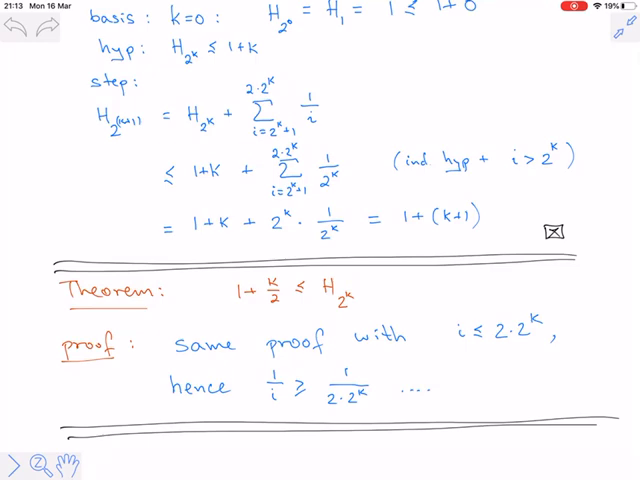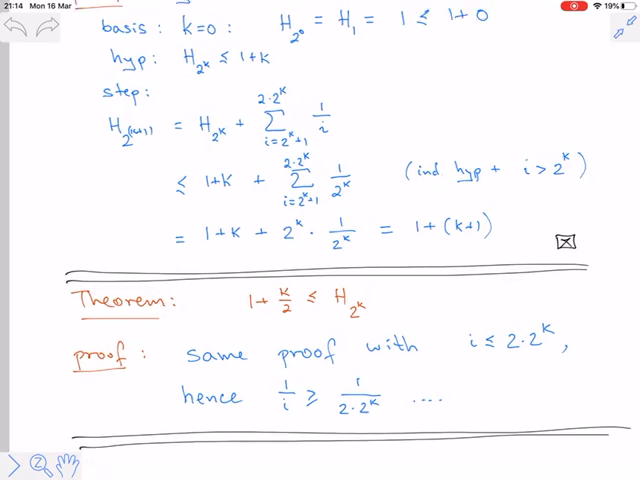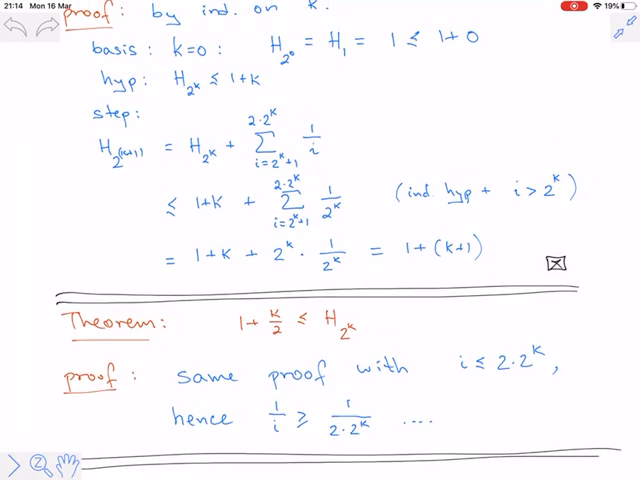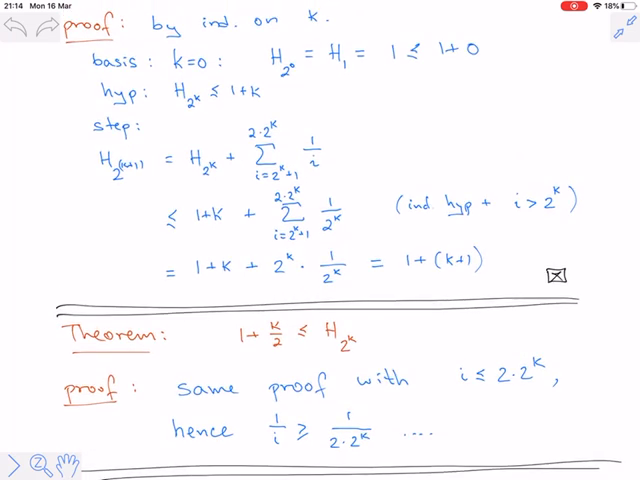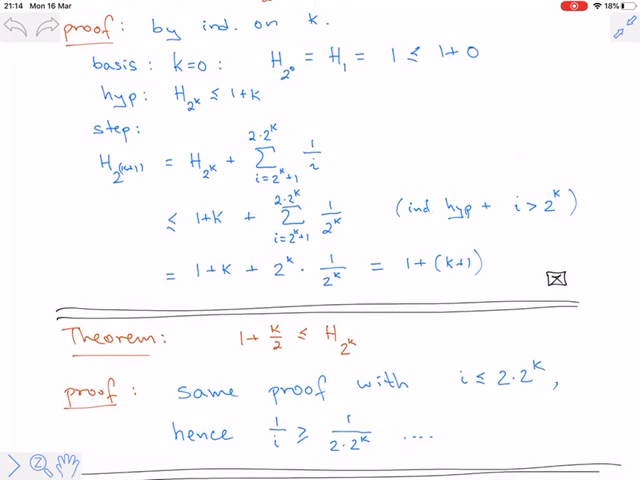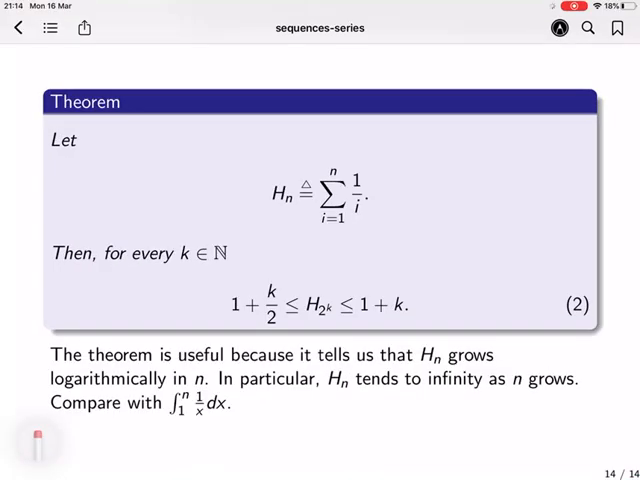Great. So we have here 2 to the k times 1 over 2 to the k. So in total, we bounded by 1 plus k plus 2 to the k times 1 over 2 to the k. But this product, 2 to the k times 1 over 2 to the k, is 1. So we get 1 plus k plus 1 bounds h of 2 to the power of k plus 1. And this completes our proof. Thank you very much.